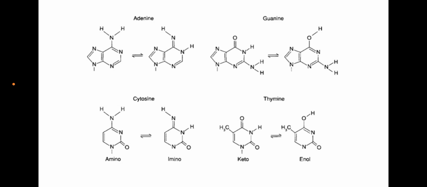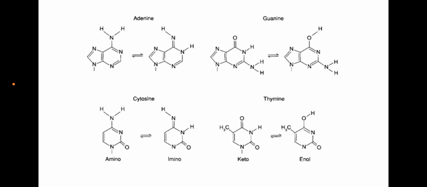Okay, in thymine also, we know that three functional groups are present: two oxo groups and one methyl group, and the amino group is absent here. Here also we see the turning of this oxo group, that is a keto group, into the enol form, where the proton from the third nitrogen atom shifts to this oxo group and makes it into the enol group.